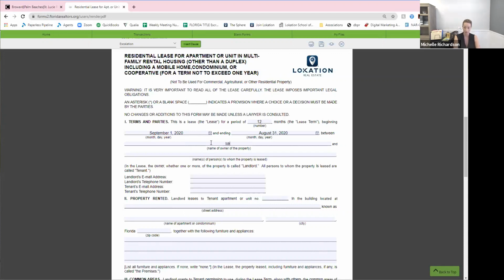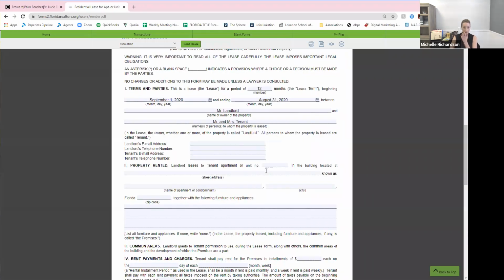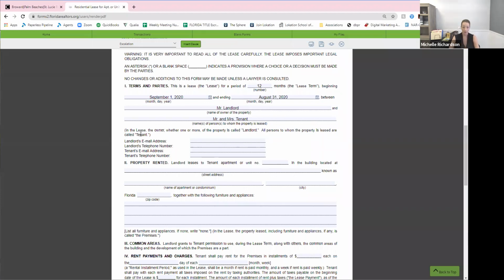You're going to put in the seller's name or the landlord's name, Mr. Landlord, and you're going to put in the person, Mr. and Mrs. Tenant, or whoever's renting. Down below here in the lease, the owner, whether one or more of the property, is called a landlord. All persons to whom the property is leased are called the tenant. Very self-explanatory.